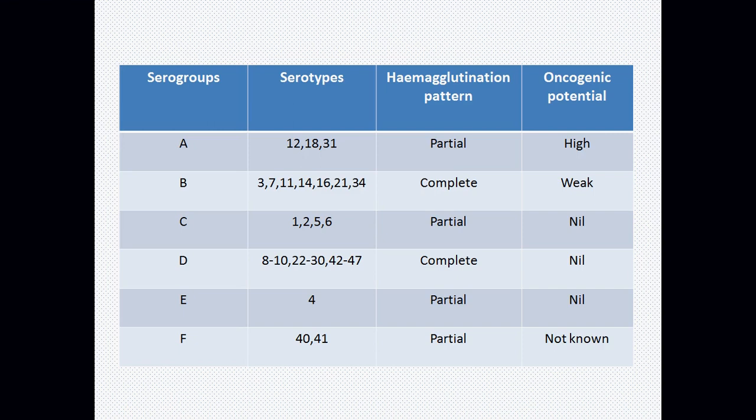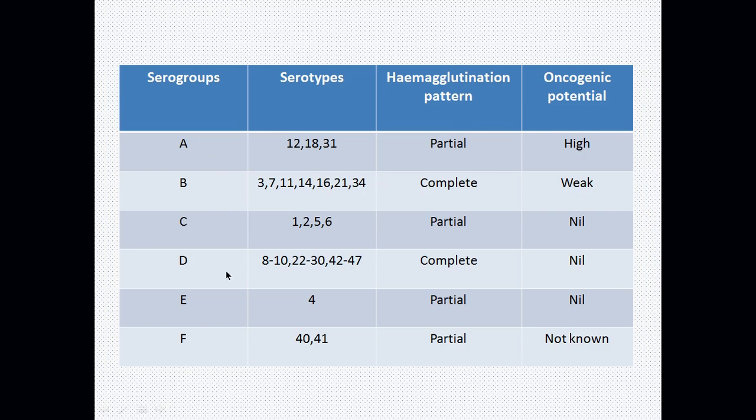This is the table showing the 6 subgroups A to F, along with the serotypes in each subgroup. Subgroup A contains serotypes 12, 18, 31. Then 3, 7, 11, 14 and so on. Out of the 51 serotypes we have seen, these are the predominant ones in subgroup B. We also see the hemagglutination property, which is partial here, but subgroup A has a very high oncogenic potential. We have to note that subgroup A is highly oncogenic.